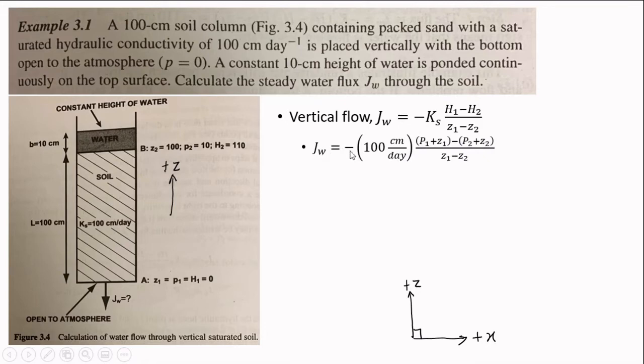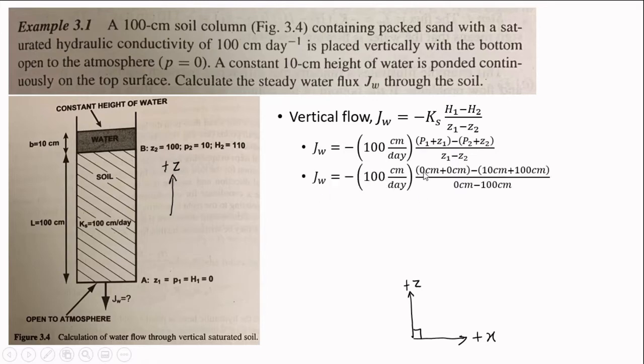Okay, so Jw equals negative, okay, 100 centimeter per day for the saturated hydraulic conductivity. H1 equals P1 plus Z1. P1 is the pressure of water. If that is ponded water, then you will have the P1. And then Z1 is the elevation of the soil, okay. And then minus H2. H2 is given by P2 plus Z2. And of course Z1 minus Z2 at the bottom.